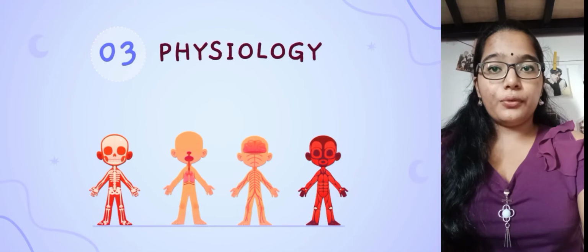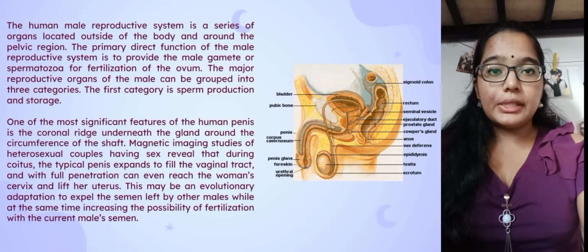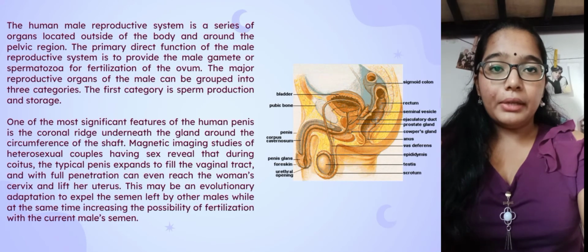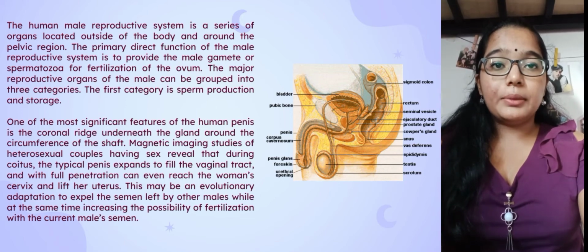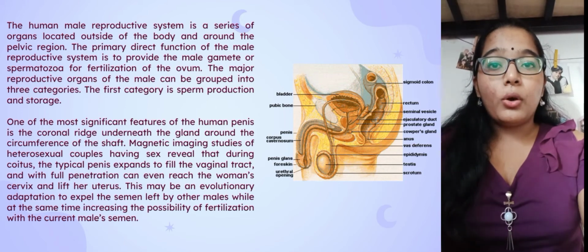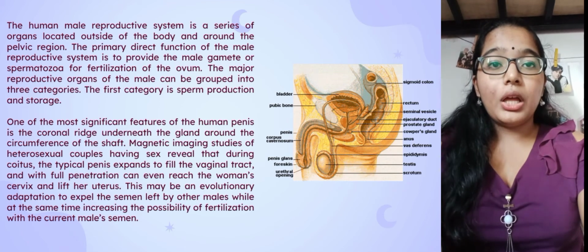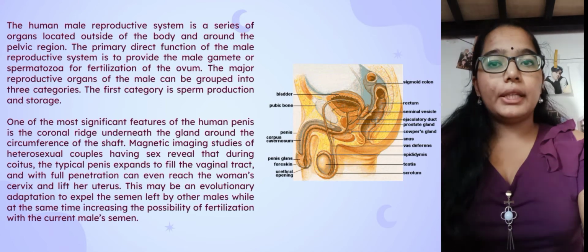The physiology of the human reproductive system. The human male reproductive system is a series of organs located outside of the body and around the pelvic region. The primary direct function of the male reproductive system is to provide the male gamete or spermatozoa for fertilization of the ovum. The major reproductive organs of the male can be grouped into three categories.